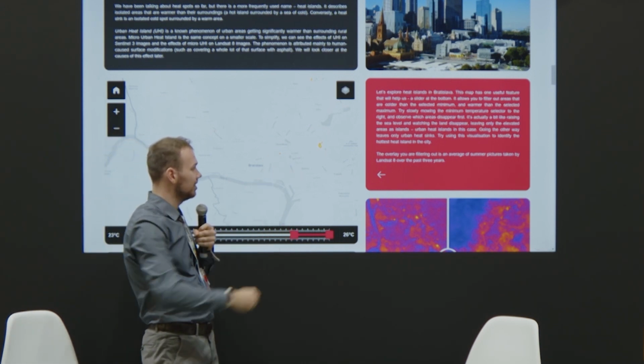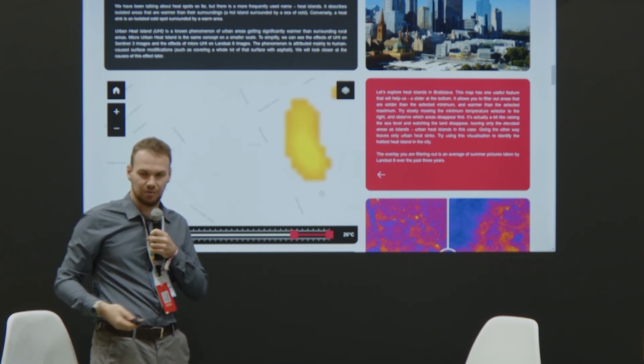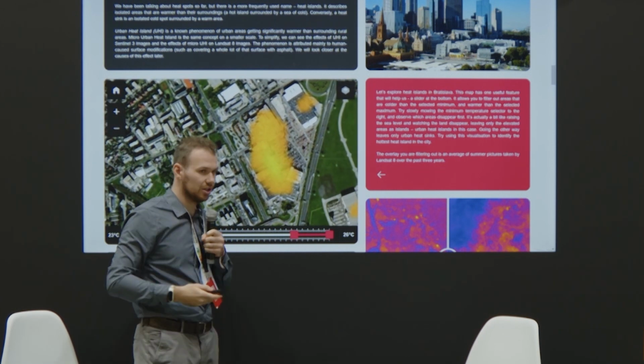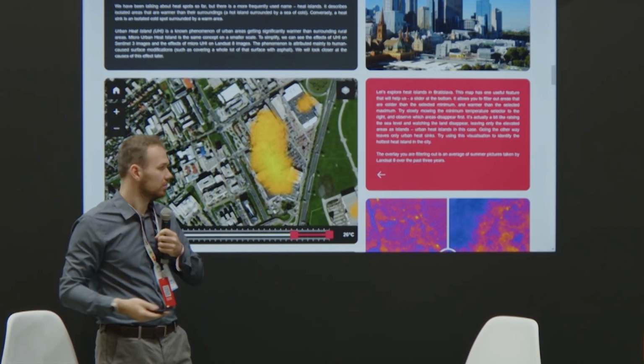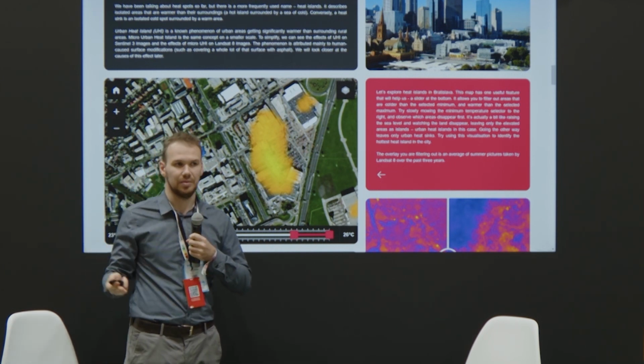As you can see here, we can zoom in. That's the worst heat island in Bratislava. That's where we are based. That's the city that we started with. And we can change the satellite view, and we can see this is a large shopping center with huge parking lots. That's managed especially badly. So we can see this is the worst place to be in the summer when it's too hot.